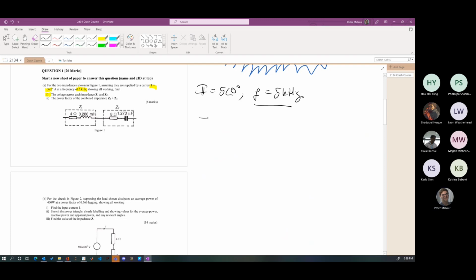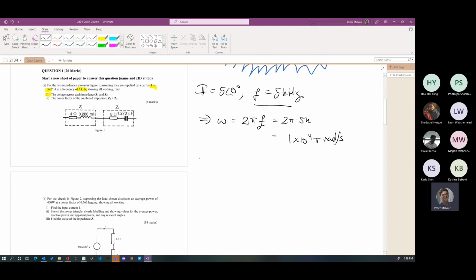Before we look at voltages, we've got a frequency here. So what I always tend to do is convert that into radians per second, so our omega. It's going to be 2 pi f, which is 2 pi times 5k, which is 1 by 10 to the 4 pi rad per second.